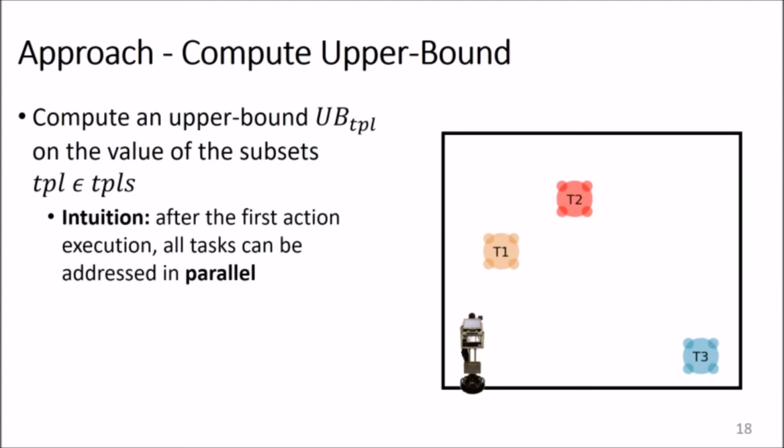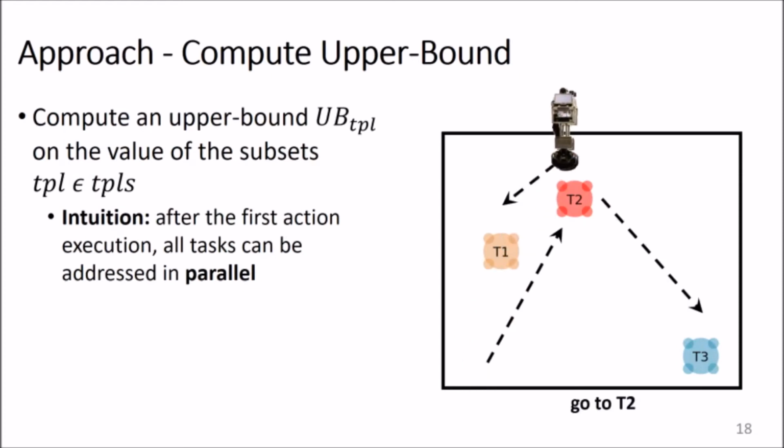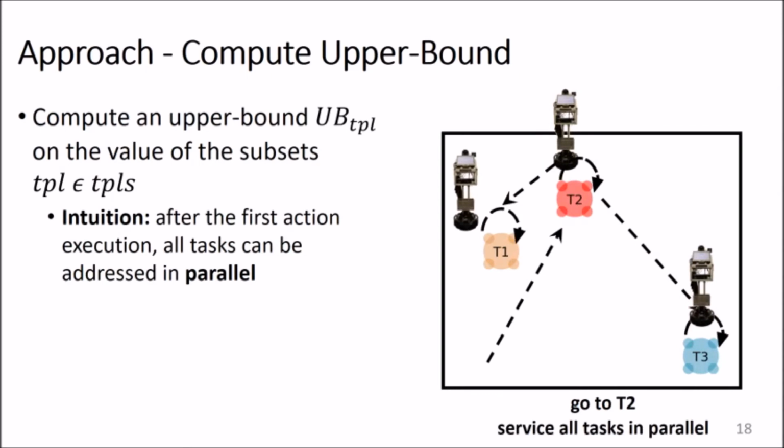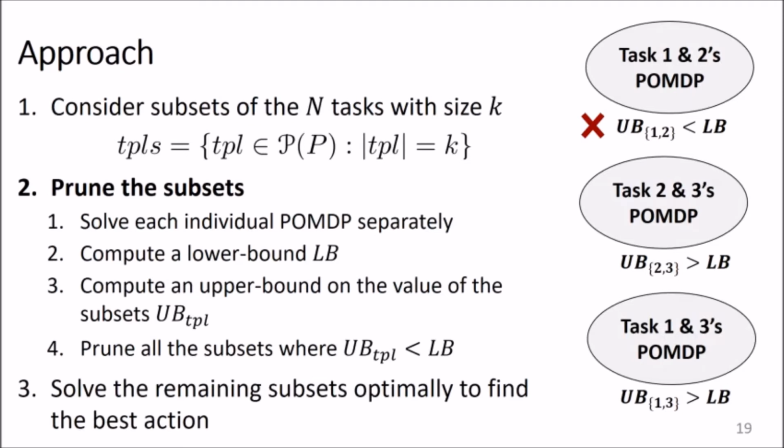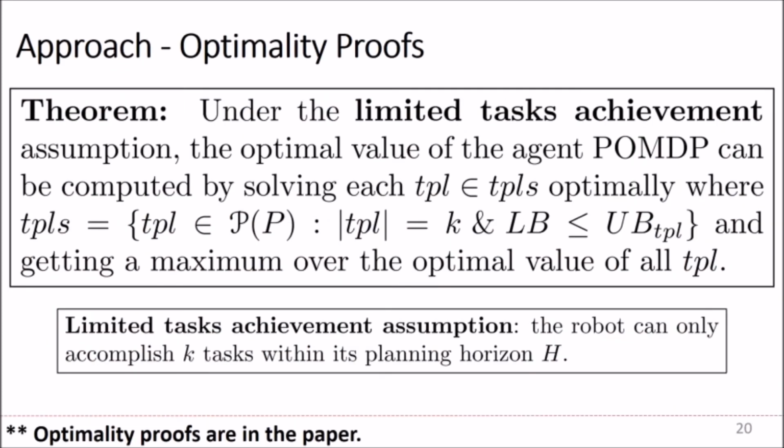We compute an upper bound on the value of each subset by assuming that after the first action execution, all tasks can be addressed in parallel. And given that we have only one robot, this is going to give us an upper bound. We prune the subsets where the upper bound is less than the lower bound. And then we solve the remaining subsets optimally and select the action with the highest value as the best action. In the paper, we prove that given the assumptions, our approach is optimal.